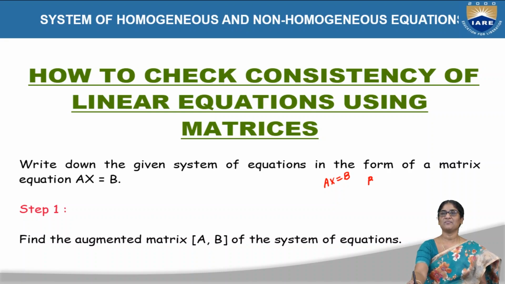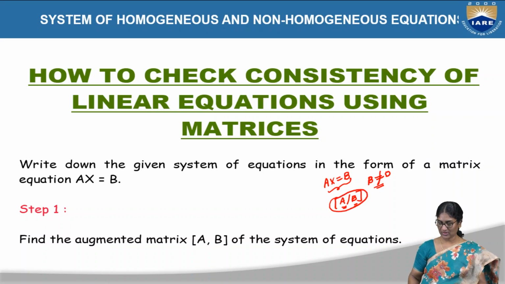Now, let us first consider how to find the solutions of a non-homogeneous equation, that is, when B is not equal to 0. For the given matrix form, first we have to take the augmented matrix, that is the A by B matrix. That is nothing but the combination of the coefficient matrix and the constant matrix. Both are clubbed together.